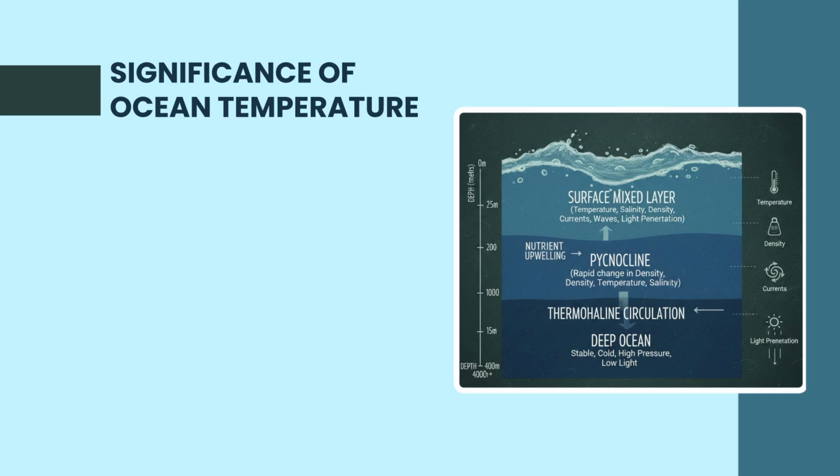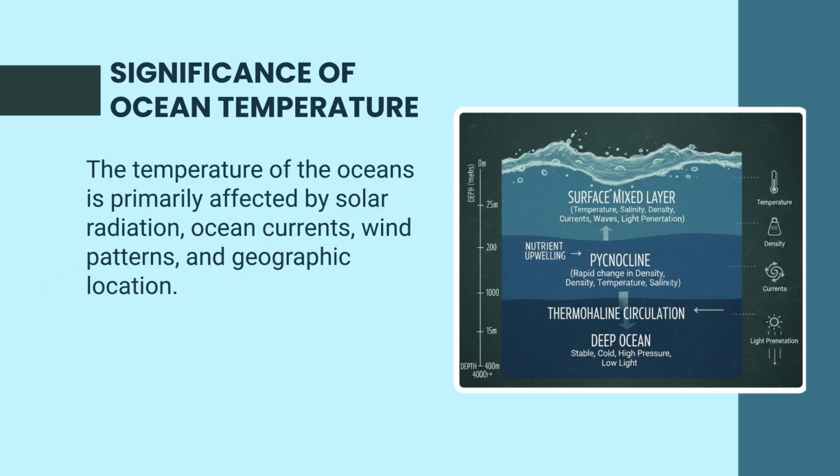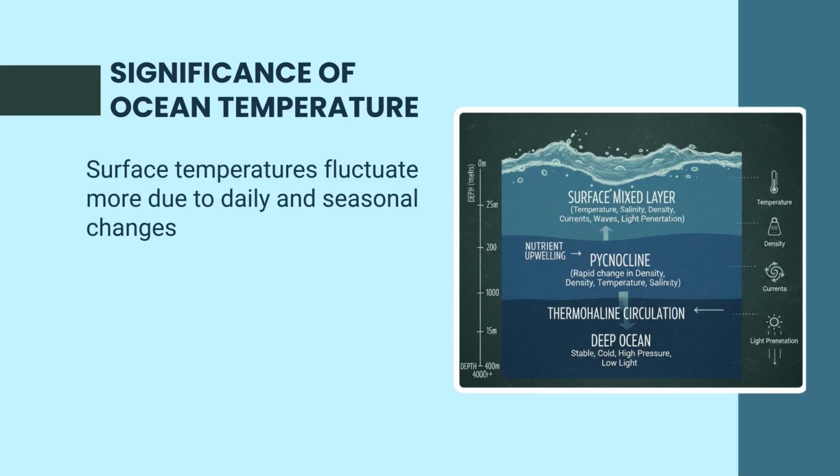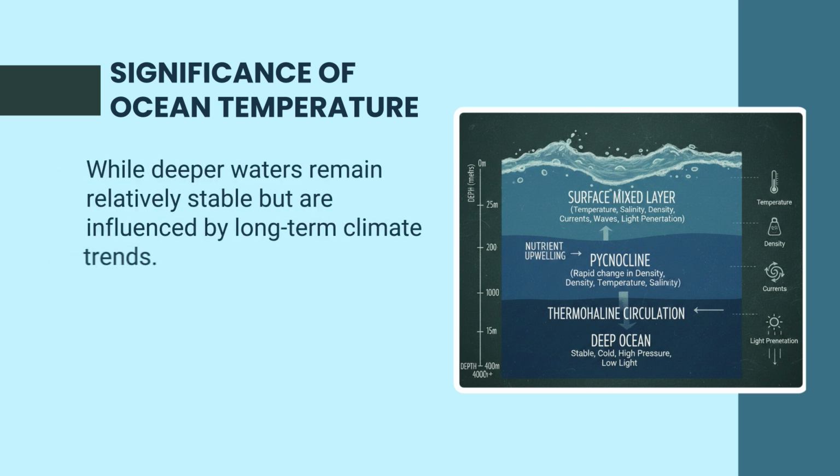What is the significance of ocean temperature? The temperature of the ocean is primarily affected by solar radiation, ocean currents, wind patterns, and geographic location. The surface temperatures fluctuate more due to daily and seasonal changes, while the deeper waters remain more stable but are influenced by long-term climate trends.